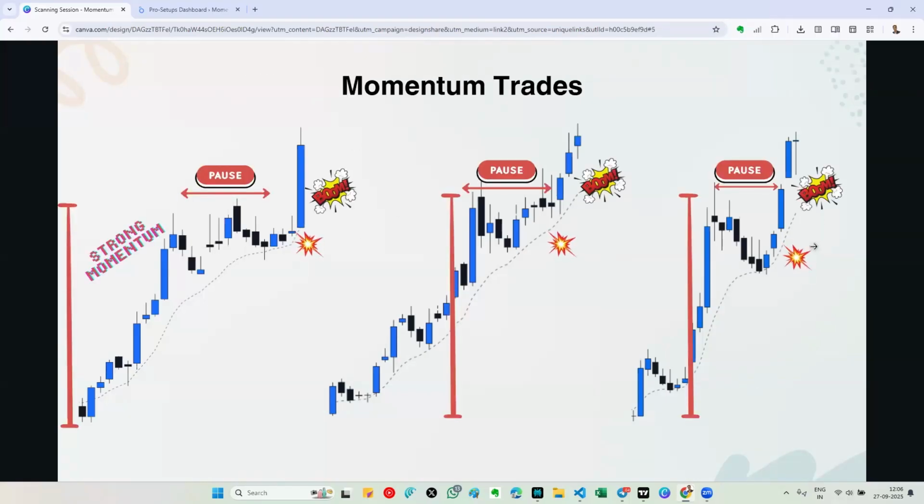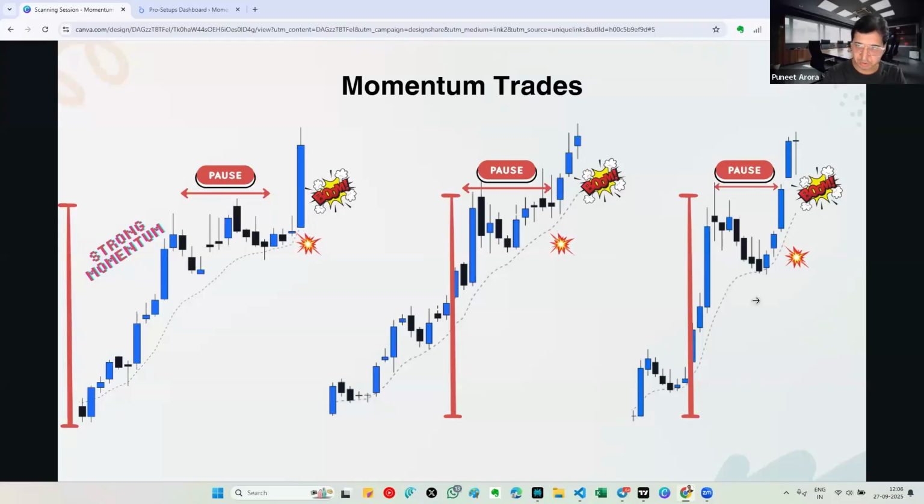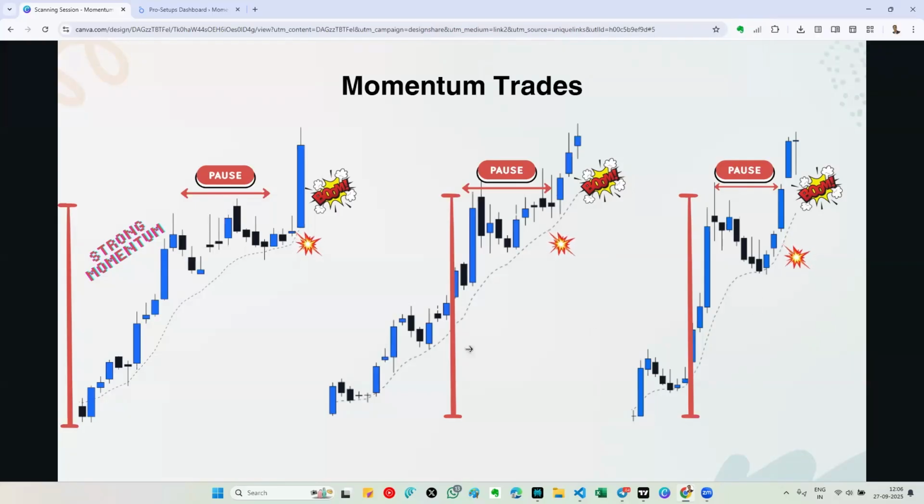Is it a daily time frame or a weekly time frame? This is daily time frame. All the charts that I will be sharing today will be on daily time frame only. Okay, thank you, sir. Right.